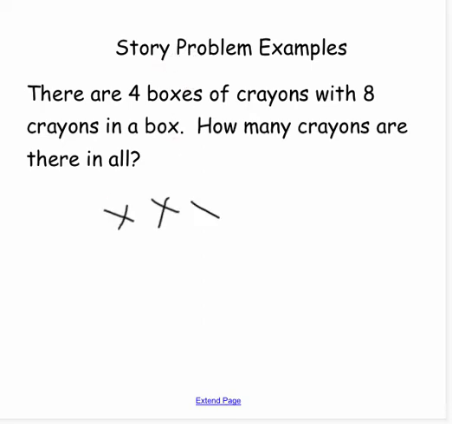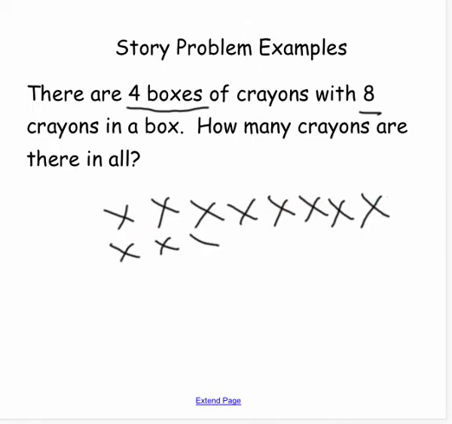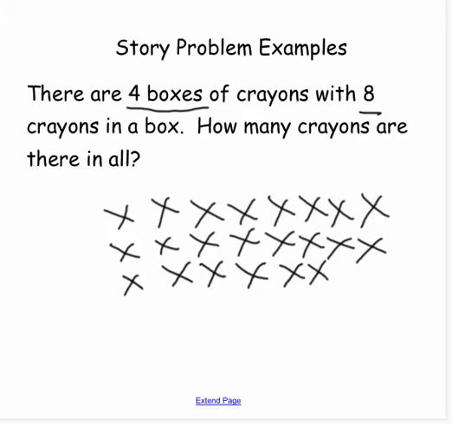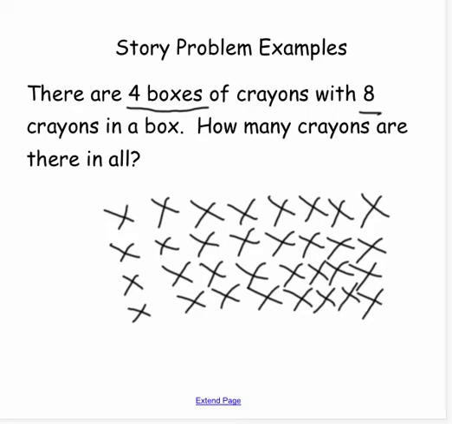1, 2, 3, 4, 5, 6, 7, 8. These are my 8 crayons. And this would represent 1 box of the 8 crayons. Notice my story problem says I have 4 boxes, so that means I want 4 rows of 8. So I'm going to go ahead and draw the other 3 rows. Now I have 2 rows of 8, 3 rows of 8, and 4 rows of 8.